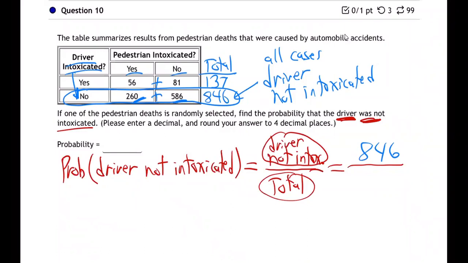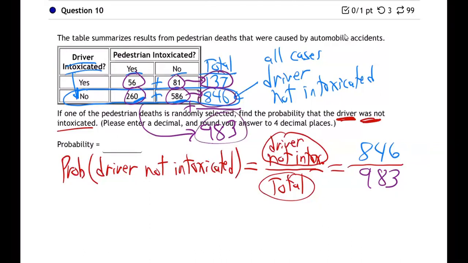How do I find the total of all the cases? Add them all together. Just add up these numbers, plus 137, and we get 983. Now, you could just add up these four numbers if you wanted, and you would get the same answer, 983. I did it a different way, but it's the same result, because I just added across and across. This was the first two numbers, this was the second two numbers, and when I added those, I had all four numbers. Or you can individually add the four numbers and you'll get the total, 983.